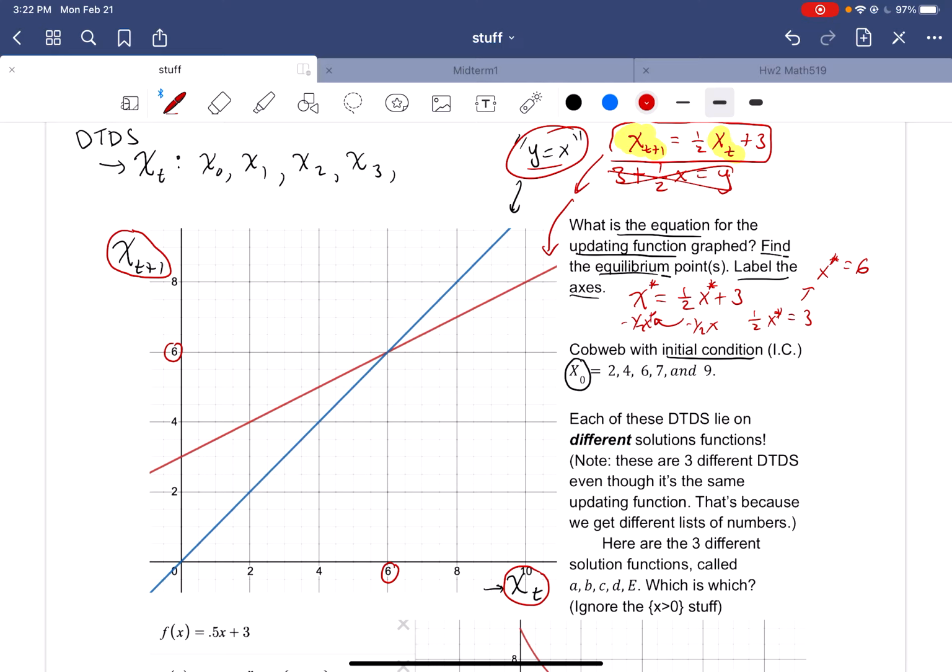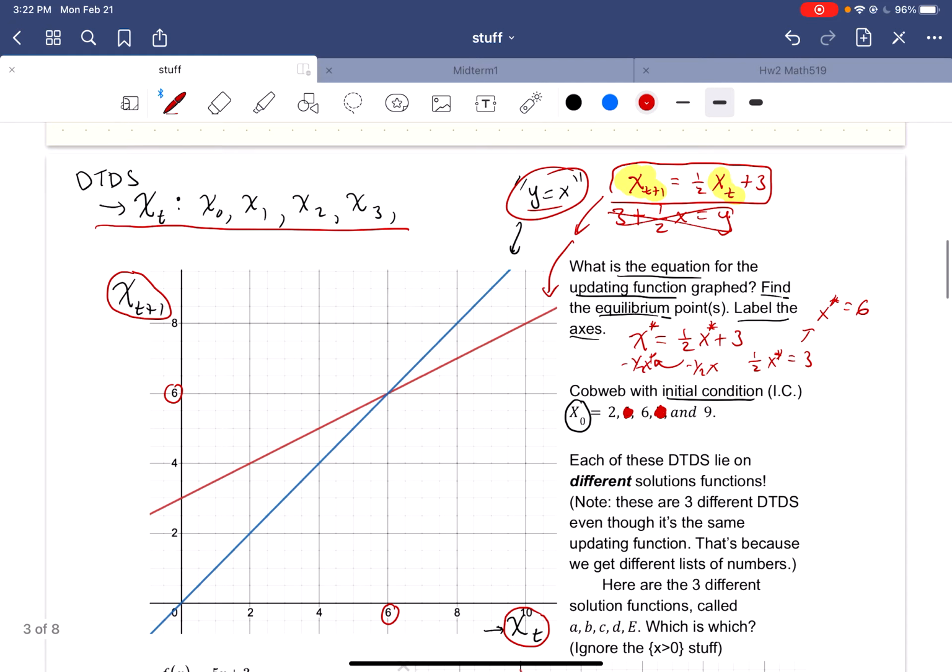Now let's get to the cobwebbing. And I'm going to simplify this a little. It's a little too busy if I have you cobweb all these possibilities. So let's just cobweb with these 3 different initial conditions. So in other words, we're going to have 3 different lists. So my discrete time dynamical system is just a list of numbers. It's a list of measurements that happen at regular time intervals.